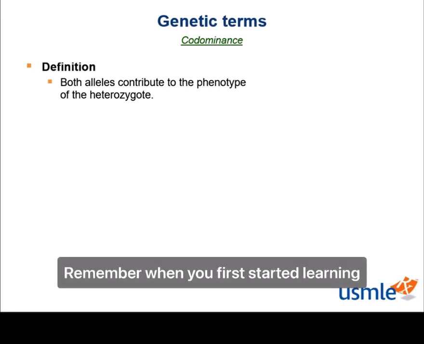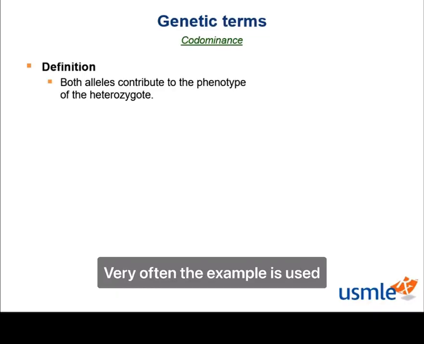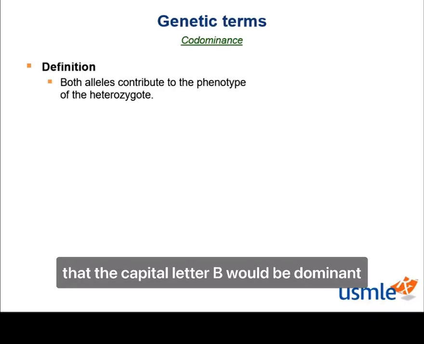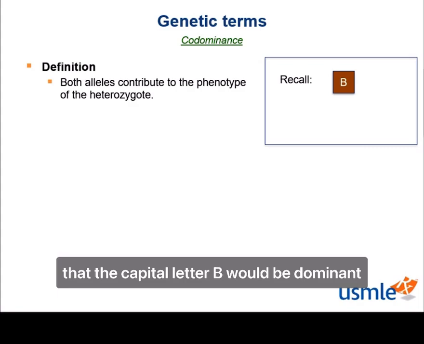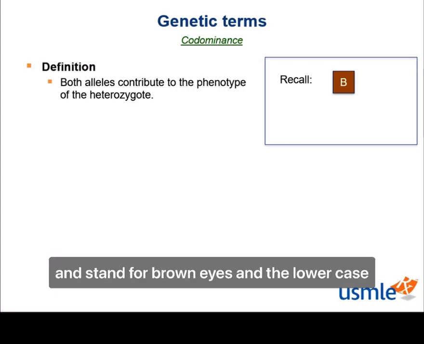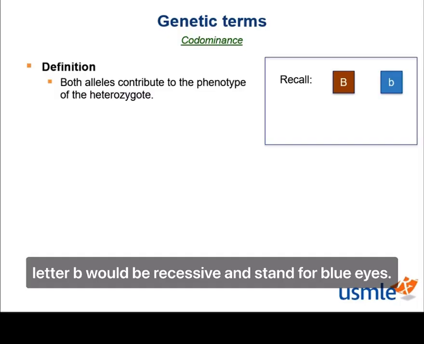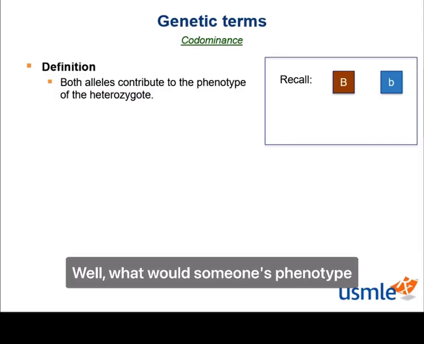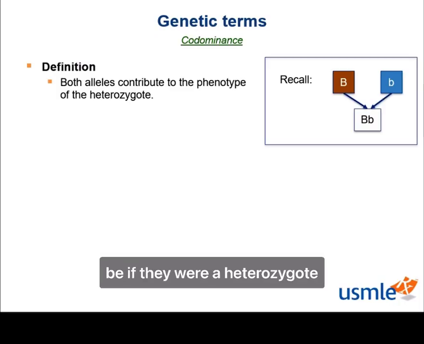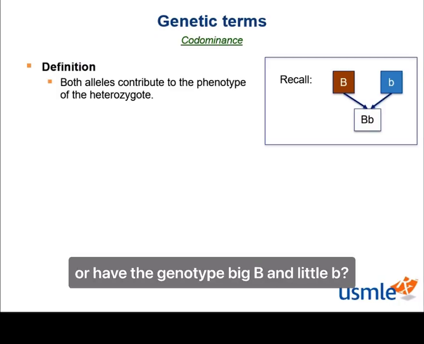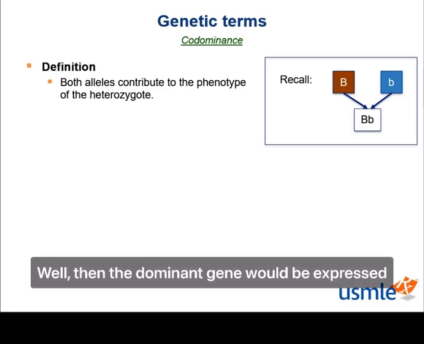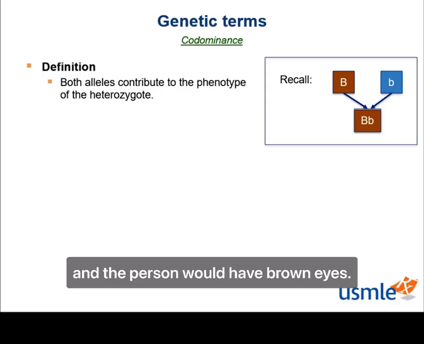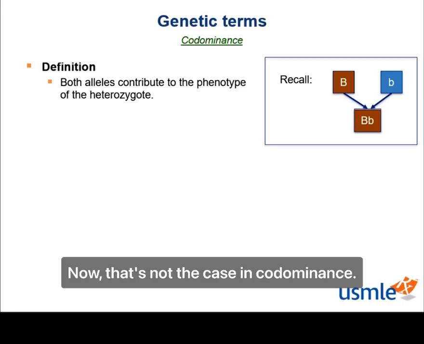Remember when you first started learning about genetics and alleles? Very often the example is used that the capital letter B would be dominant and stand for brown eyes, and the lowercase letter b would be recessive and stand for blue eyes. Well, what would someone's phenotype be if they were a heterozygote or had the genotype big B and little b? Well, then the dominant gene would be expressed and the person would have brown eyes. Now that's not the case in codominance.